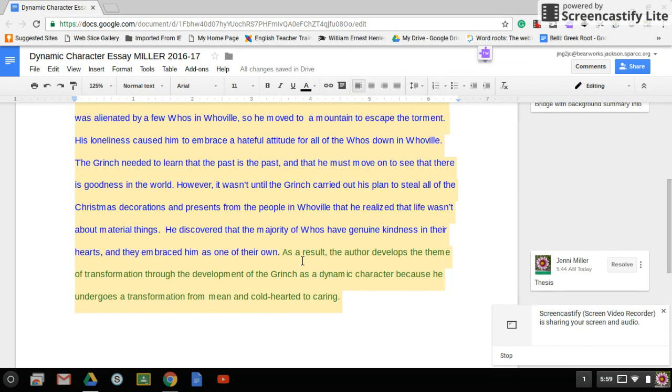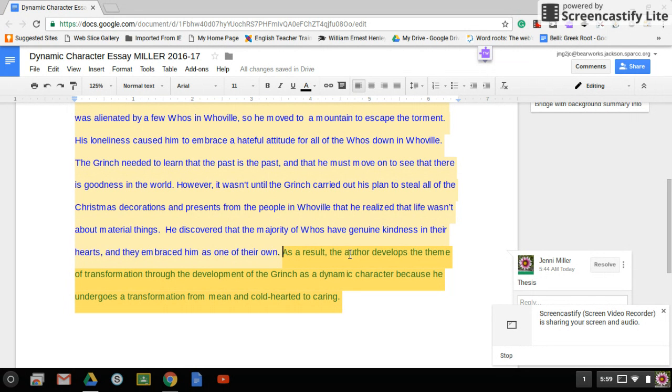A thesis statement's only one sentence, so you'll see I had to make this sentence complex. So as a result, and I'm meaning as a result of this last sentence, excuse my dog barking, he discovered that the majority of Whos have genuine kindness in their hearts, and they embraced him as one of their own. So here I'm saying, as a result, the author develops the theme of transformation through the development of the Grinch as a dynamic character, because he undergoes a transformation from mean and cold-hearted to caring.